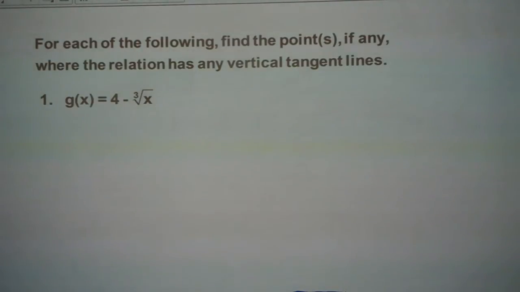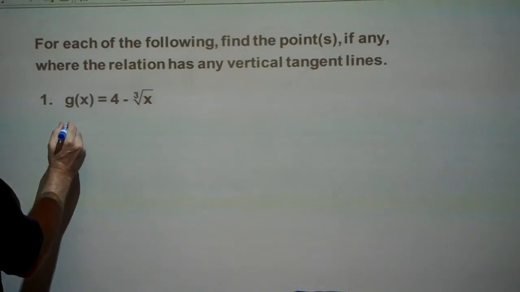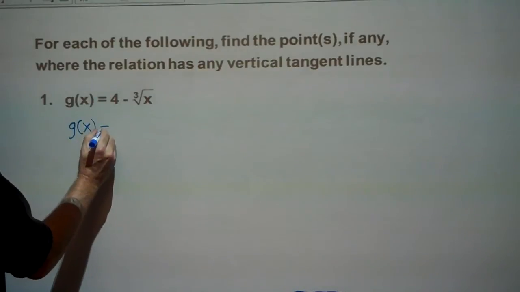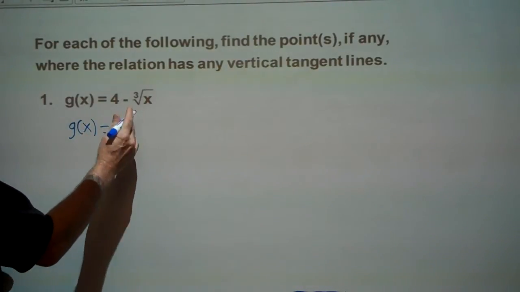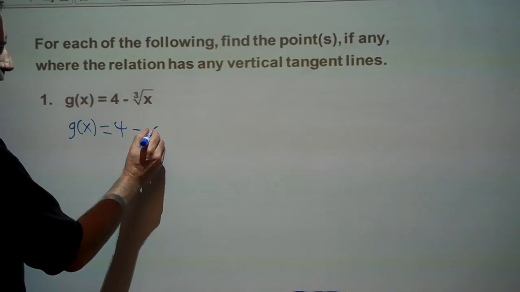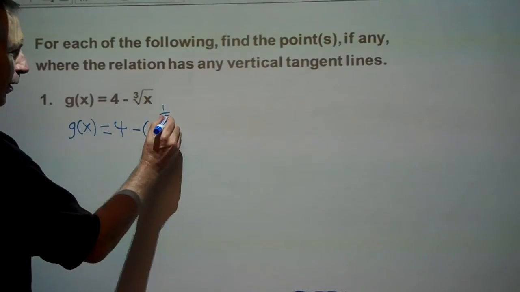Well, to find a vertical tangent line, we need to do a couple things. The first thing we need to do is differentiate. So step one is differentiate. In order to differentiate this function, we're going to rewrite it in what I call calculus-friendly form. Here we have a radical form. We're going to write this in rational form. The cube root of x is x to the 1/3 power.